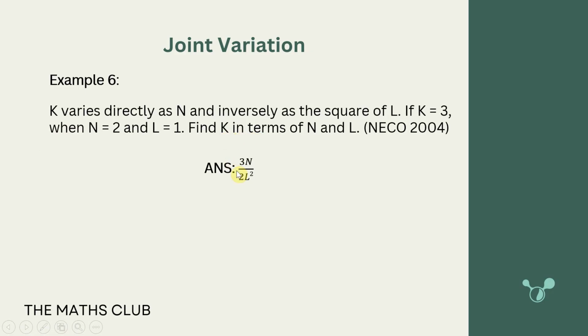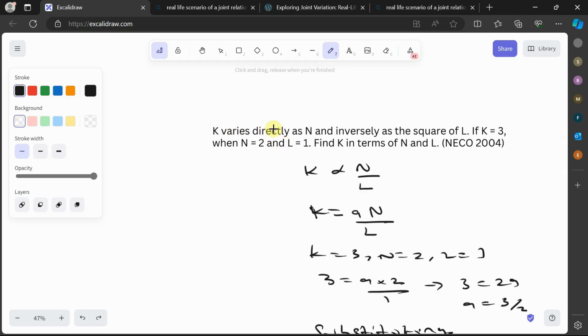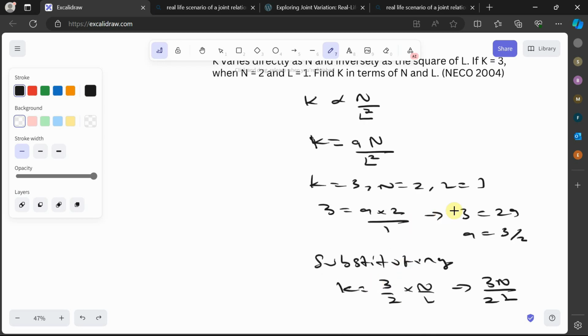Okay, so the answer is actually meant to be 3N all over 2L squared. Let's see where we got it wrong. It says K varies directly as N and inversely as the square of L. So this should be L squared. My bad. Fortunately for us, L was 1, so 1 squared still remains 1. So this is L squared, and this is L squared. So our answer is 3N all over 2L squared. You can see that you have to be very, very careful when reading the questions.